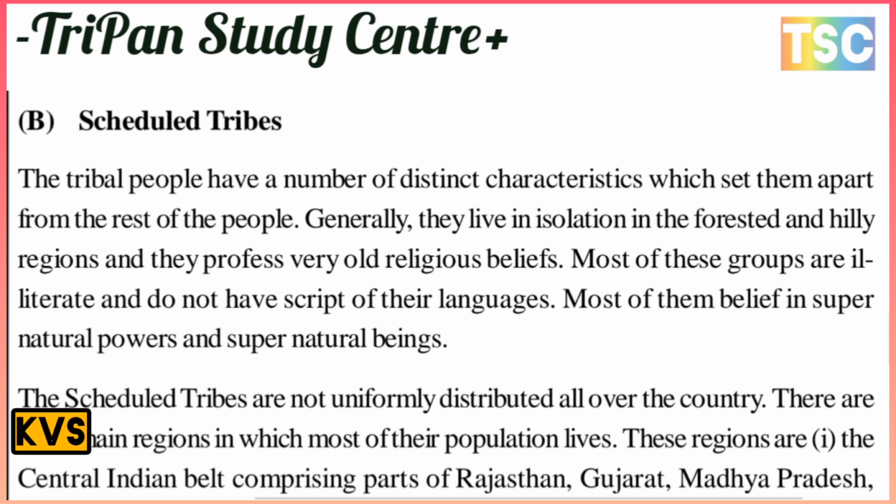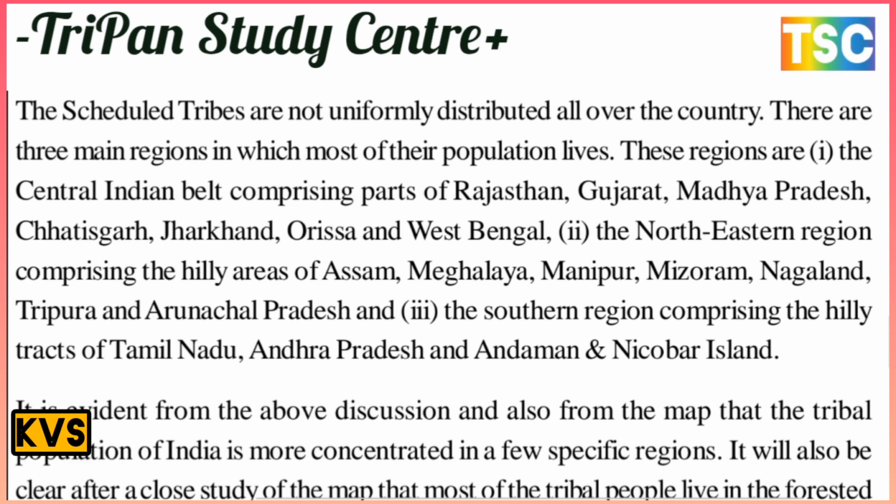This is the most important thing about scheduled tribes. The scheduled tribes are not uniformly distributed all over the country. There are three main regions where most of their population lives. The first is the central India belt comprising parts of Rajasthan, Gujarat, Madhya Pradesh, Chhattisgarh, Jharkhand, Odisha and West Bengal. The second is the northeastern region, comprising the hill areas of Assam, Meghalaya, Manipur, Mizoram, Nagaland, Tripura and Arunachal Pradesh.